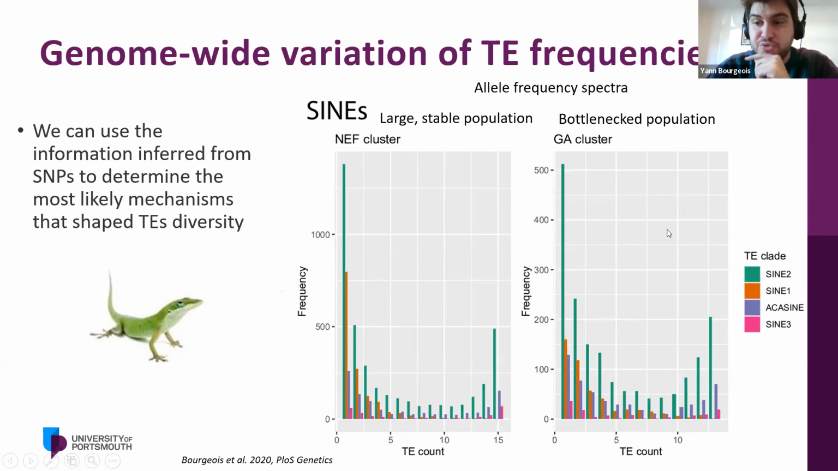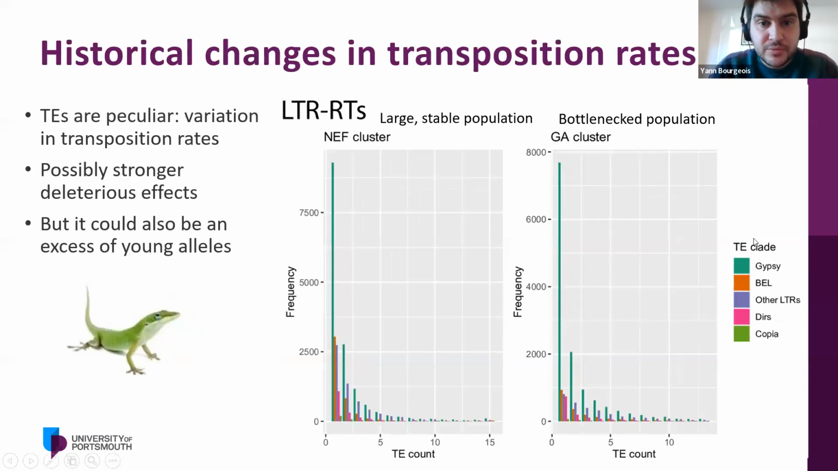And what you can see is that the shape, when you look at different TE families from the SINE clades, you can see that in the large stable population, you have a lot of transposable elements that are quite rare. So you have this peak here, let's say, for low TE counts. Then you have this U shape, which is quite classic. What's interesting is that when you look at the bottleneck population, you have more alleles, you have more TEs that are found at intermediate frequencies. So this is an effect that you expect if TEs are behaving neutrally, let's say. So you can use this and compare.